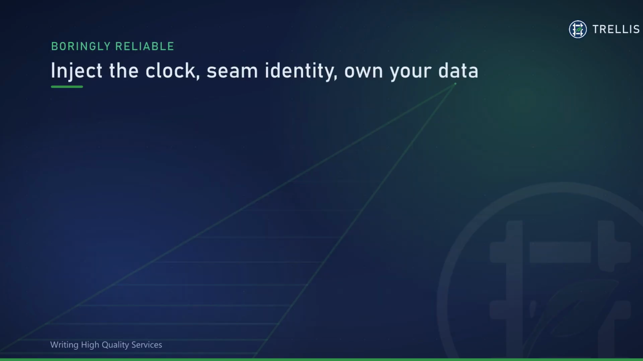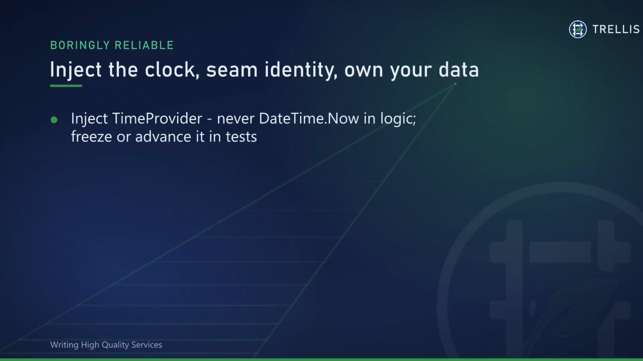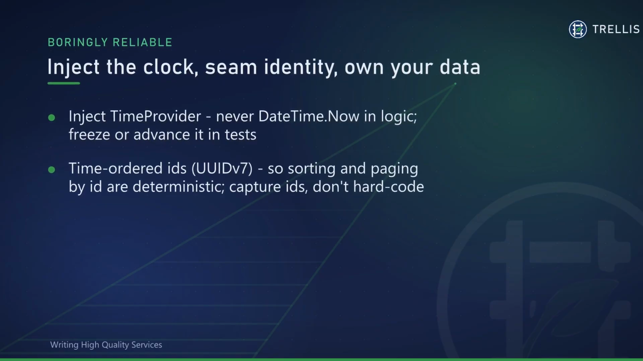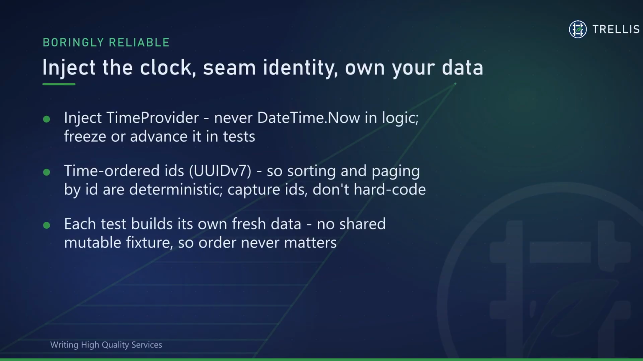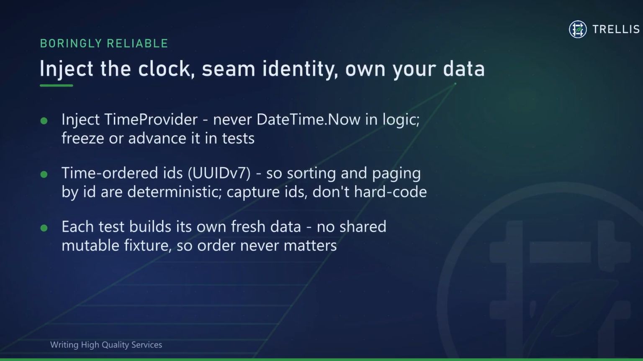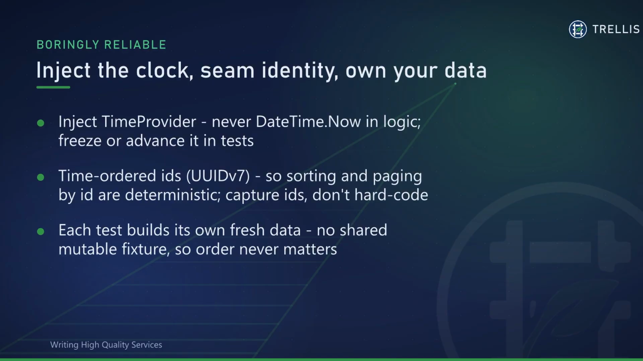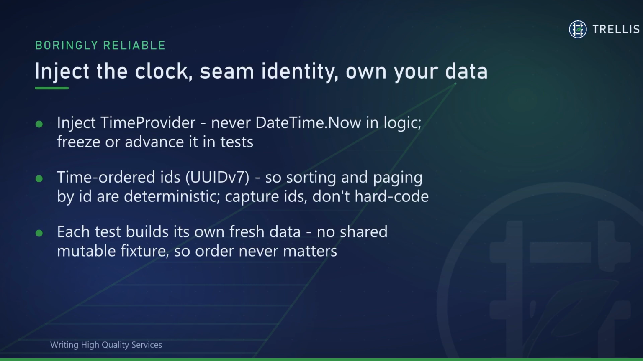So here's the checklist for a test you can trust. Inject the clock. Your logic never reads DateTime.Now. The test freezes or advances time as needed. Use a time-ordered ID, so sorting and paging by ID aren't random, and capture IDs instead of hard-coding them. And give every test its own fresh data through a builder with no shared mutable fixture, so the order tests run in simply cannot matter. Do these 3 things and your tests become deterministic. Same inputs, same result, every single time. And because none of this touches a database or a network, they stay at the fast base of the pyramid, thousands of them, green in seconds.